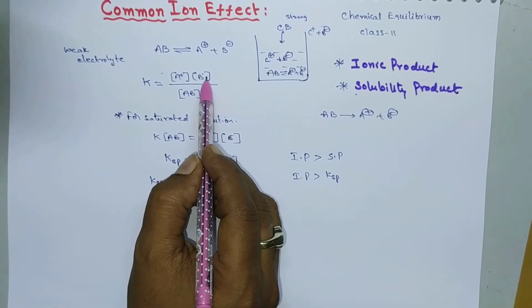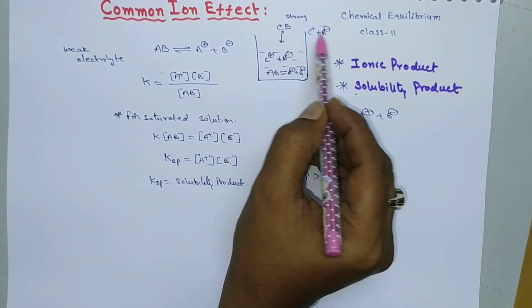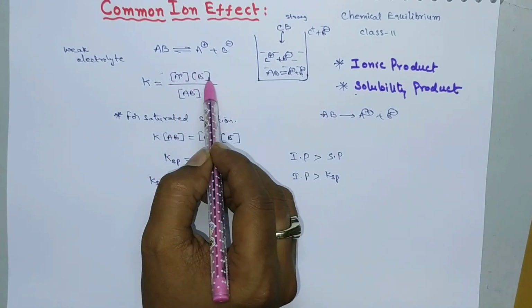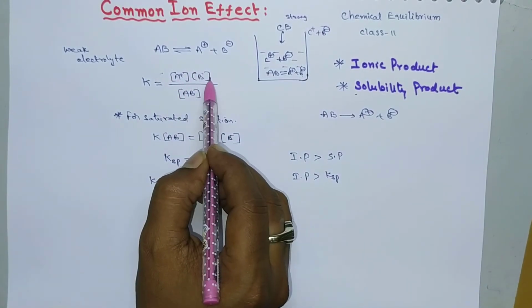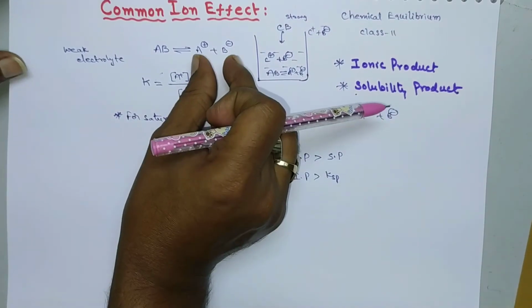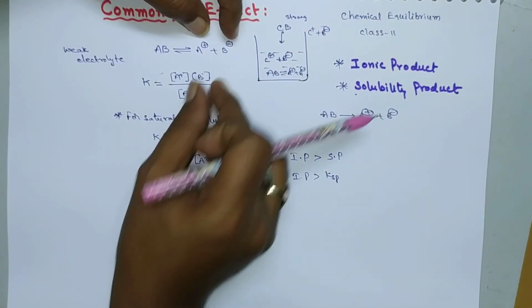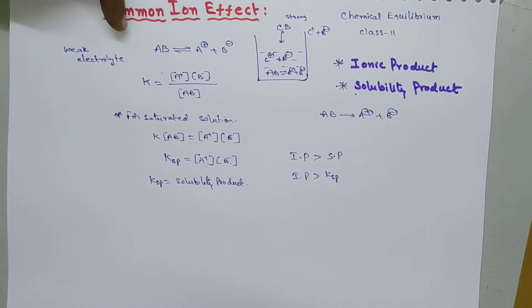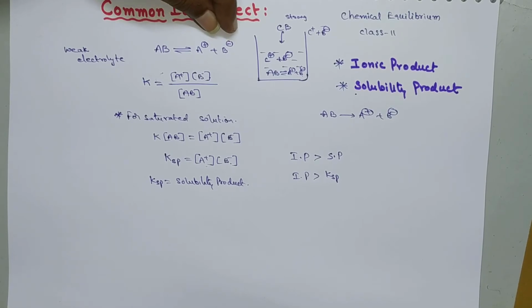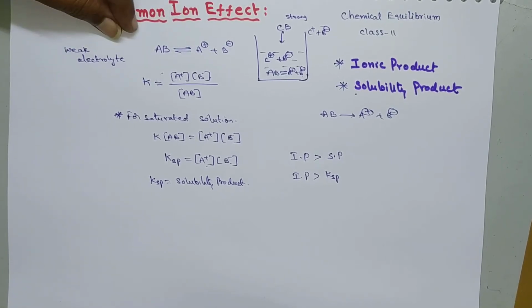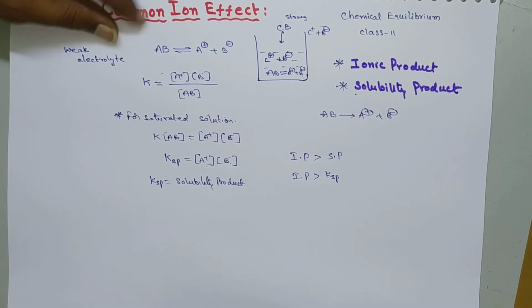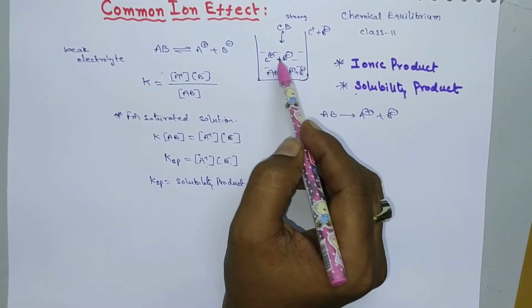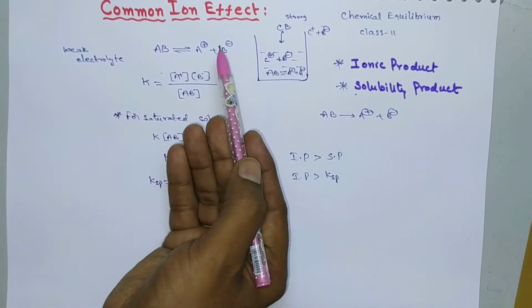By the addition of another electrolyte, that is a strong electrolyte having a common ion, the ionic product goes on increasing, that means the numerator value goes on increasing. So if the numerator value increases, the product side increases. If the concentration of products increases, according to Le Chatelier principle, the equilibrium will shift towards the left hand side, that is towards the reactant side. Okay, clear? So whenever the ionic product increases, the equilibrium shifts towards the left hand side.